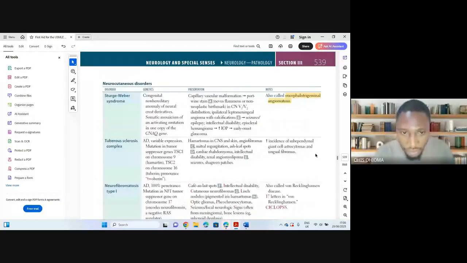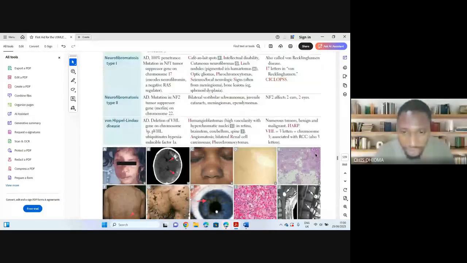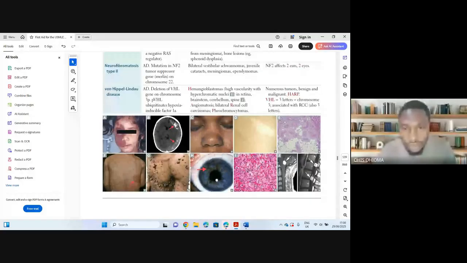Okay, you have a picture here. Let me show you guys the picture. This thing you're seeing here is the ipsilateral leptomeningeal angioma that you're seeing in the brain. So they're abnormal and they have calcifications. Another thing you need to know about Sturge-Weber is that they have calcifications, right? So when you see this whitish thing here, it's more like calcifications.